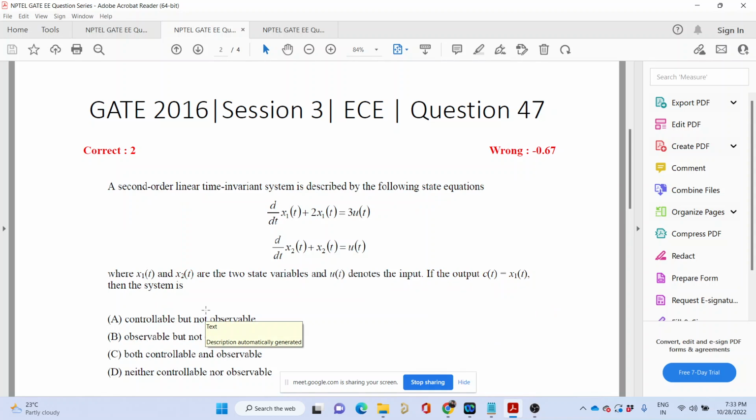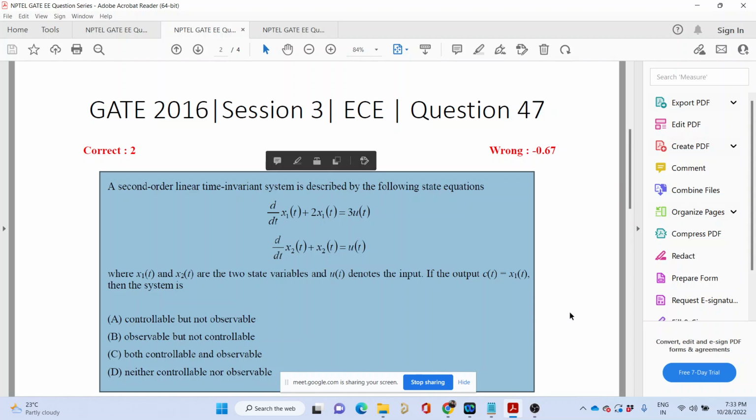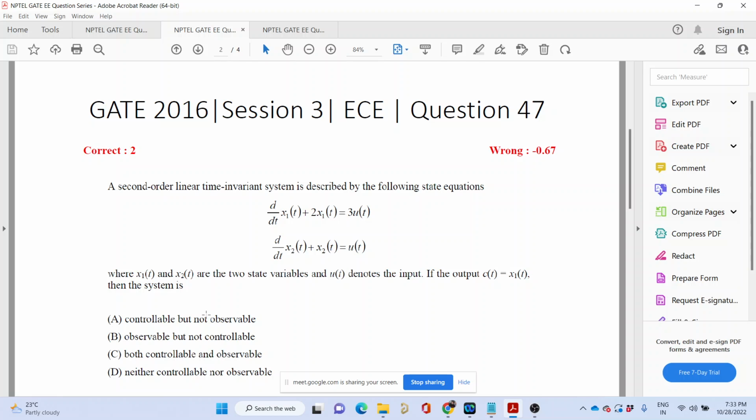Correct. What about the observability? Can you tell whether the system is observable or not? Controllability, okay, you have told that it is controllable. What can you tell about its observability? Is it observable or is it not observable? About C matrix, some can say.